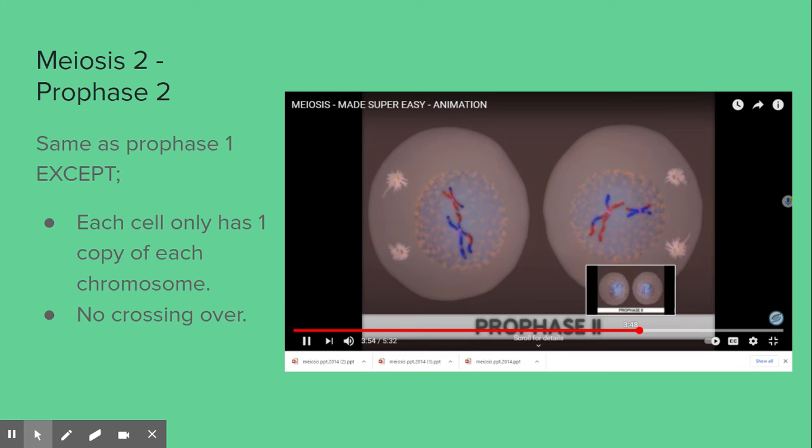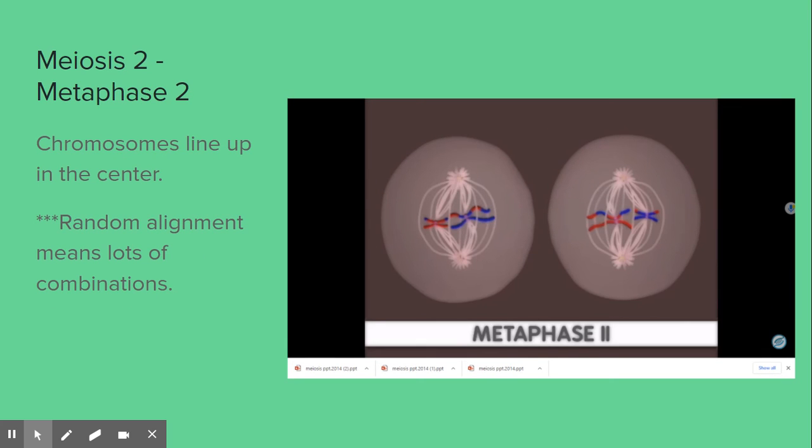We're going to do that, again, going through the process of prophase. Starting with prophase, we're going to break down the nuclear envelope. The cells are going to align in the center with the microtubules, the spindles. The difference is that each cell now only has one copy of each chromosome with two chromatids that are unique. So we have two chromatids that are going to have a little bit of different genes from that crossing over in meiosis 1, and we're going to have 23 pairs of those. There is no crossing over, however, in this part of meiosis. In metaphase 2, the chromosomes line up in the center. We have a random alignment, meaning there are a lot of different possible combinations that could happen.